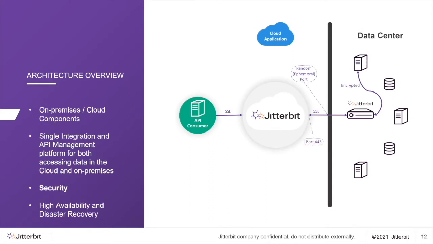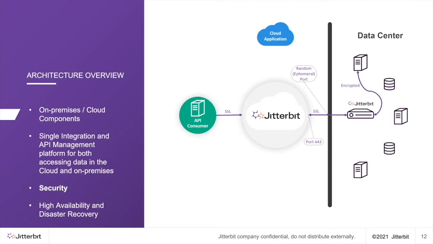Security, because we are having so much communication going across many hops, and especially the internet is involved and your data center is involved. So let's see from left to right how the communication is happening. The API consumer talks to the cloud APIs using SSL, so that is a secure channel.